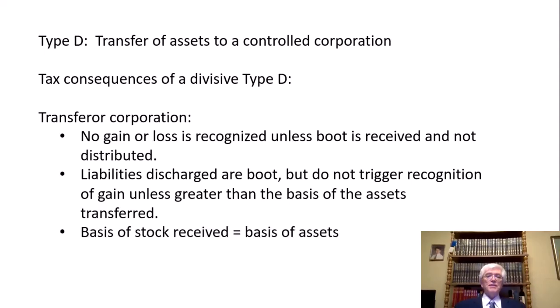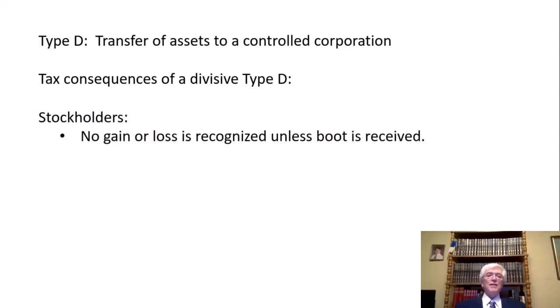The basis of the stock received is equal to the basis of the assets distributed minus fair market value of boot received plus gain recognized. And as we all know, those two adjustments frequently equal and offset each other.